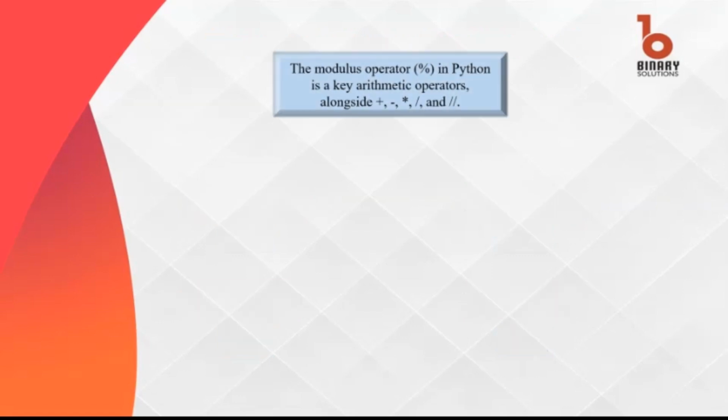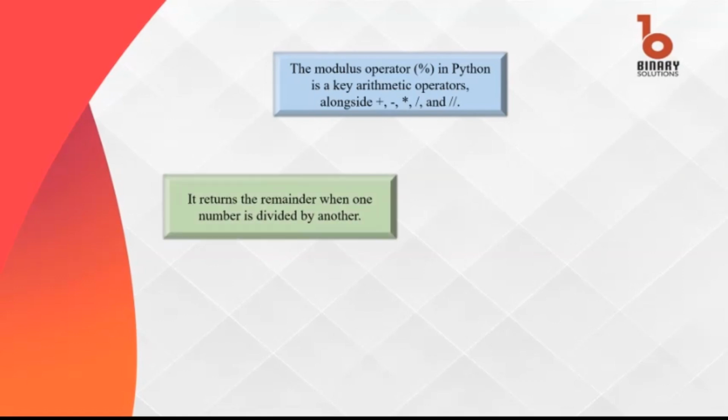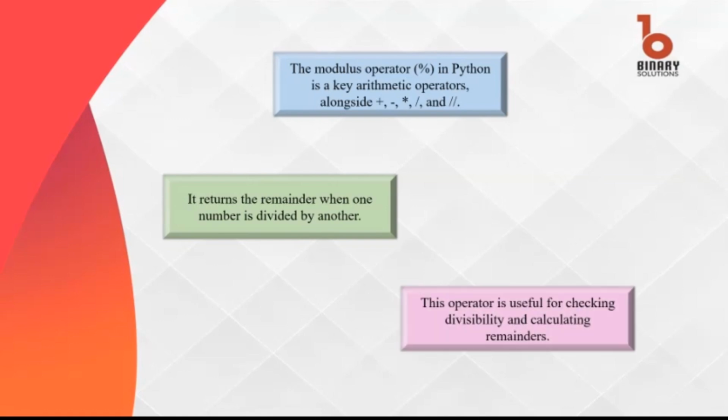The modulo operator, represented by %, is one of Python's basic arithmetic operators, along with plus, minus, asterisk, slash, and double slash. It returns the remainder of a division between two numbers. The modulo operator is particularly useful for checking divisibility and finding remainders in various applications. Now it's time to practice what you've learned about the modulo operator.